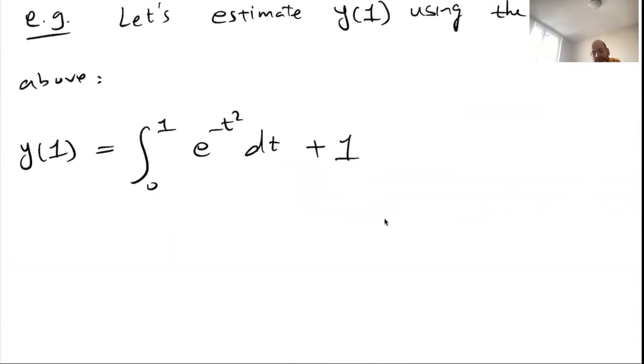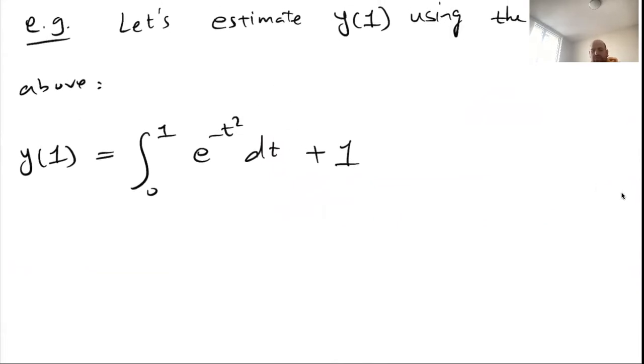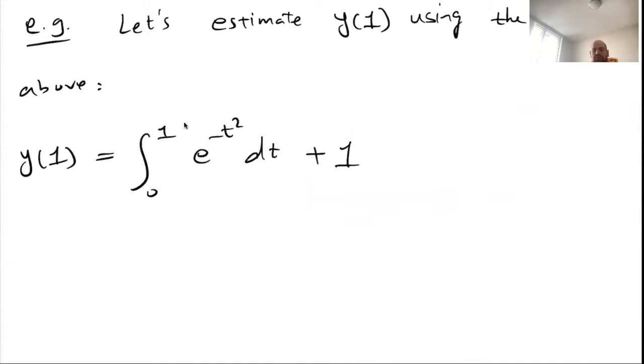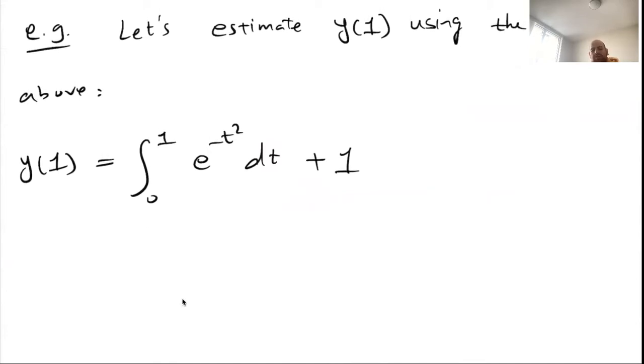Well, how can we estimate this integral? There is an integral that we don't have an antiderivative for. This integral here, we don't have an antiderivative for it. But we can use Riemann sums to find an estimation for this integral.